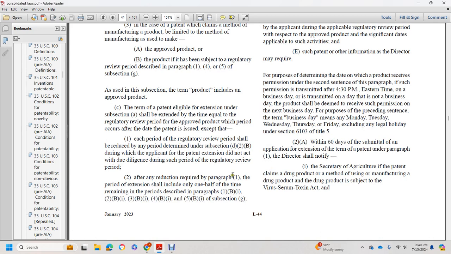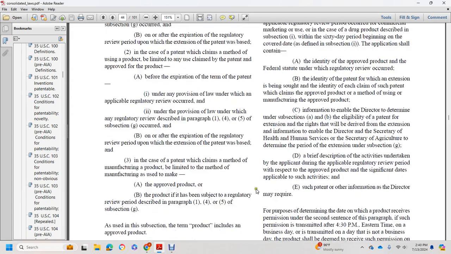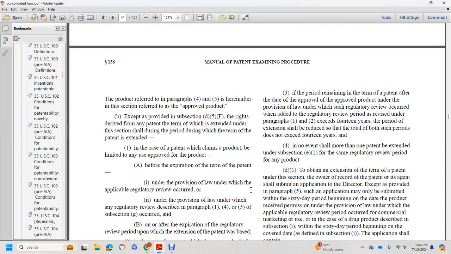After reduction in required paragraph 1, when the period extension shall include only one half of the time remaining in the period described in 1B1, 2B1, 3B1, 4B1, 5B1, or subsection G. 3, the period remaining in the term of the patent after the date of the approval of the product with the provision of law with such regulatory review occurred, adding a regulatory review period under paragraphs 1 and 2 that exceed the 14-year period that extends shall be done so that the total of both such periods does not exceed 14 years.